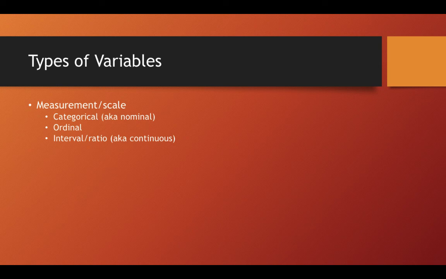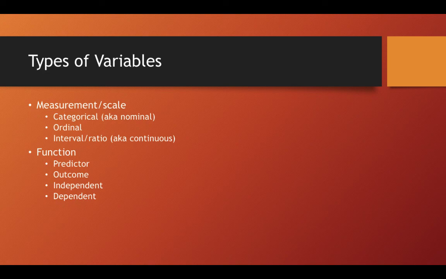And then interval ratio means that you are using numbers and the distance between each number is equal. So your height measured in inches is an interval ratio variable, because the distance between each inch is the same distance. We also talk about variables by their function. So there's predictor variables. I want to see if I can predict your happiness based on your income. So income would be the predictor variable. Happiness would be the outcome variable.